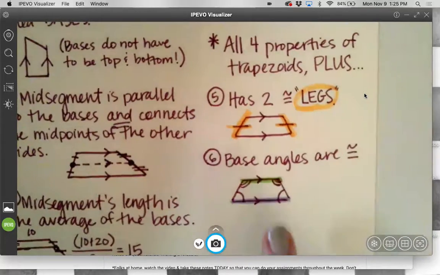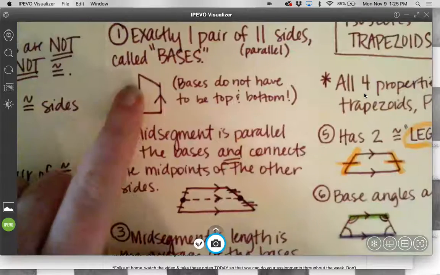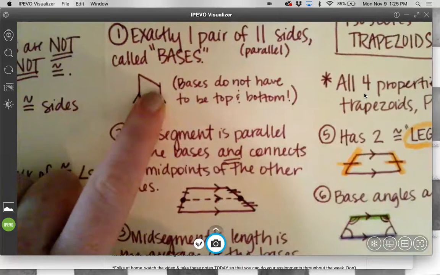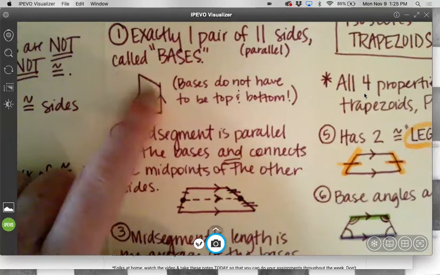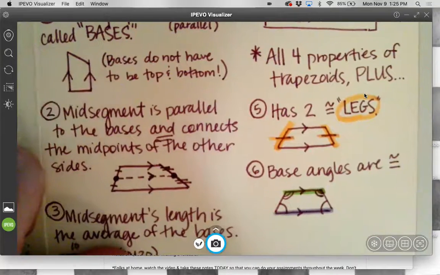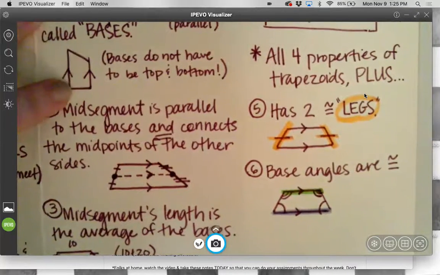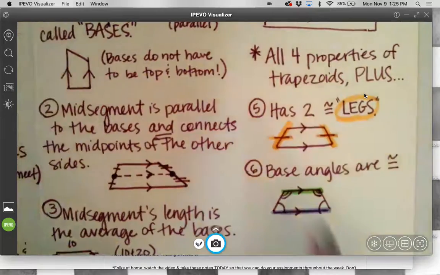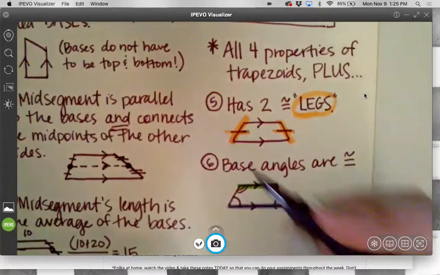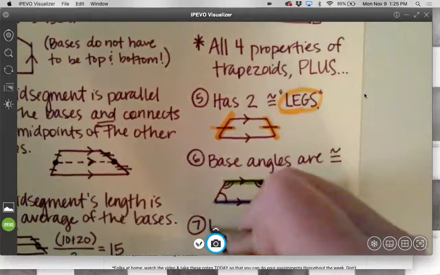Now notice this is not necessarily true on the other set of trapezoids, right? You can look and tell that this angle and this angle are not congruent. This one's acute, this one's obtuse, okay? Of course, those would not be base angles anyway, but you can tell here and here. This one's a right angle and this one is not. So only on isosceles. And the last one, number 7, the diagonals are congruent.